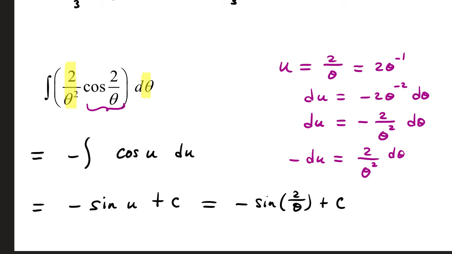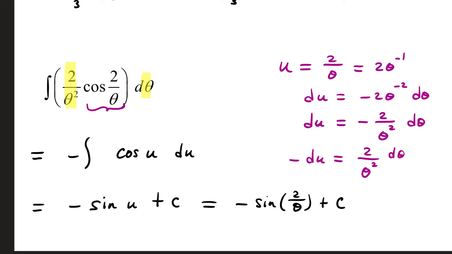In our last example, we had a really difficult looking integral. We had 2 over theta squared times cosine of 2 over theta. Nothing really looks grouped, so this was kind of pick something and try it out. So in class we let 2 over theta, because that's an angle, be our substitution. Well, 2 over theta is equal to 2 times theta to the negative 1. Taking the derivative, we get du equals negative 2 theta to the negative 2 power d theta.